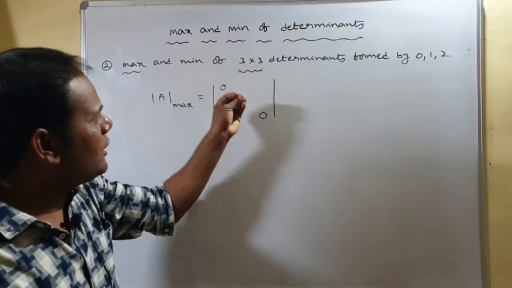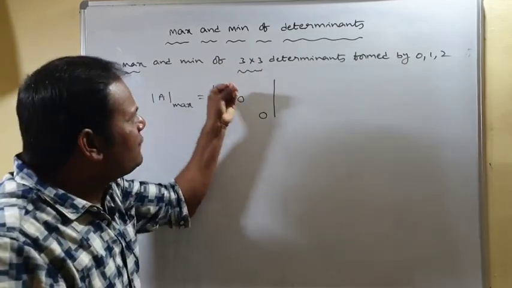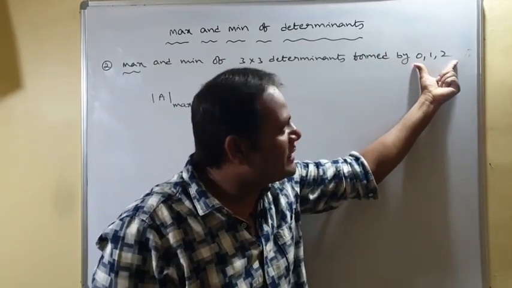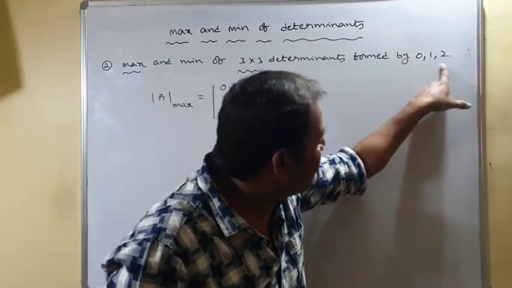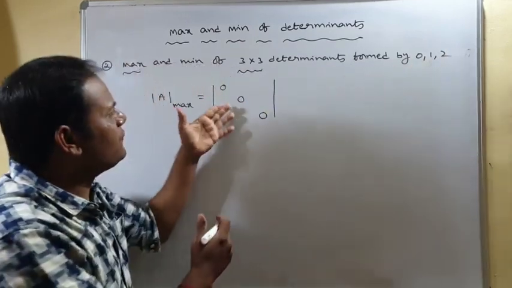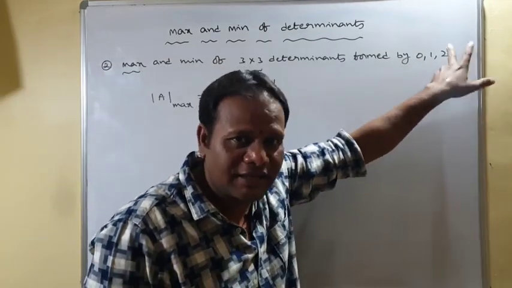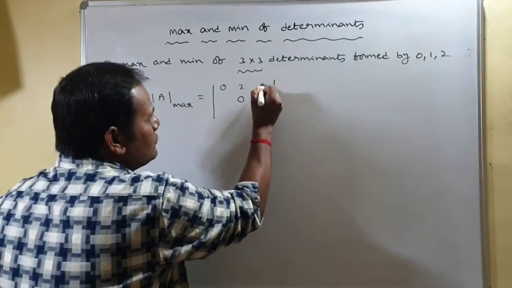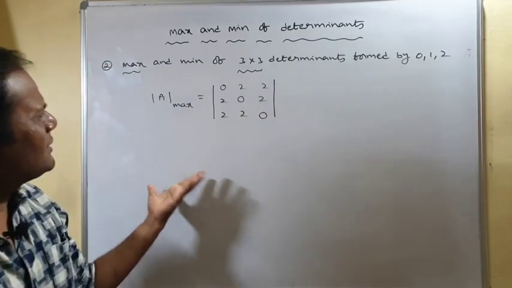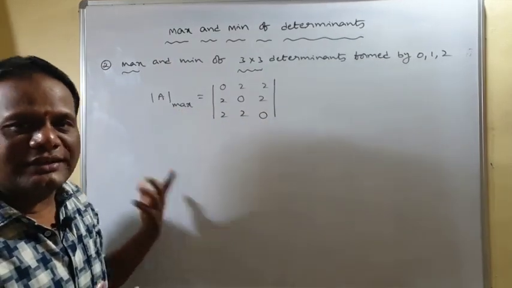Okay. Now non-diagonal elements. In place of non-diagonal element, you take the greatest one. What is the greatest one in this? That is 2. So in place of non-diagonal elements, you take the greatest, that is 2. So here you take 2, 2, 2, 2, 2, and this is 2. That's all. Just you evaluate it. You can get maximum of the determinant.